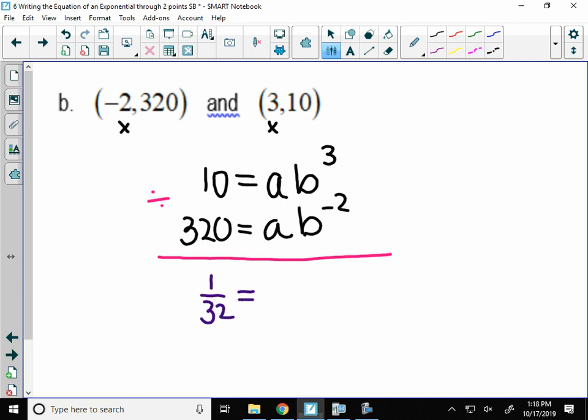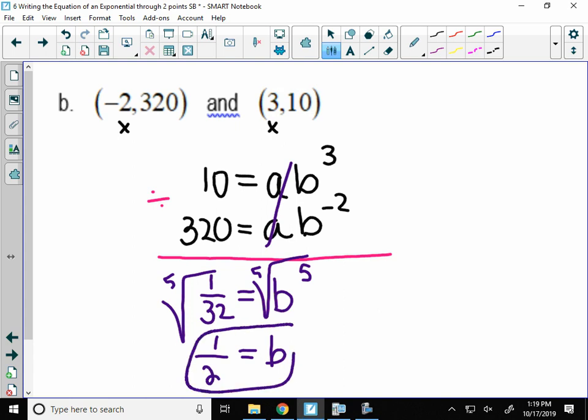Now still, the nice thing here happens. The A's cancel. What happens to my B's? When I divide, b cubed divided by b squared, that'll be b to the 5th. You subtract your x, 3 minus negative 2. So now you have to take the 5th root of both sides. Now again, you can use your calculator, but if you know your powers, it should be easy. What's the 5th root of 1? 1. What's the 5th root of 32? 2. So 1/2. That's a nice number.